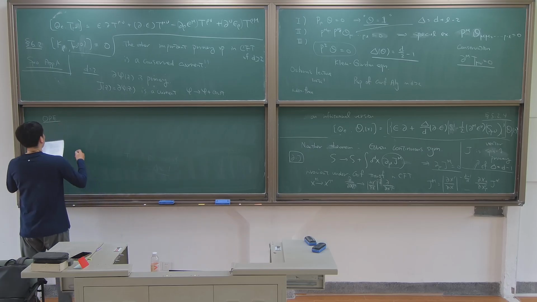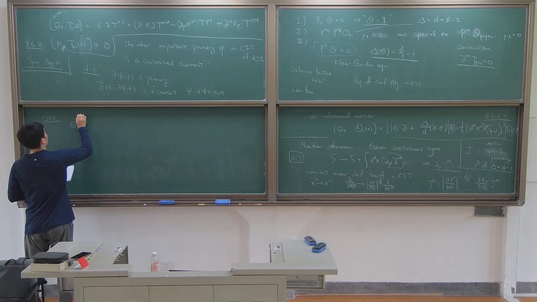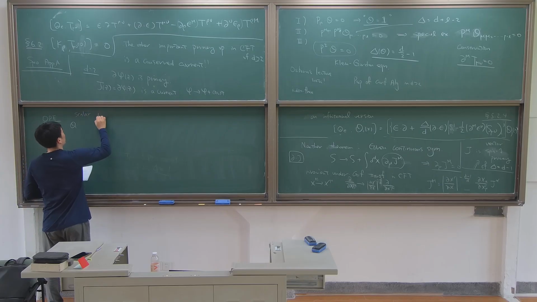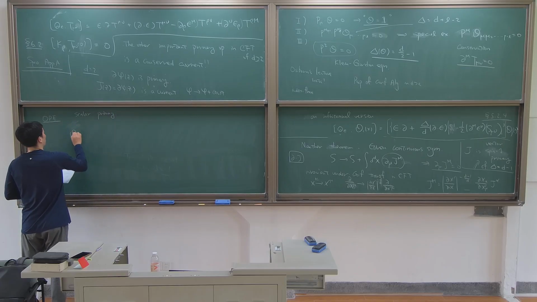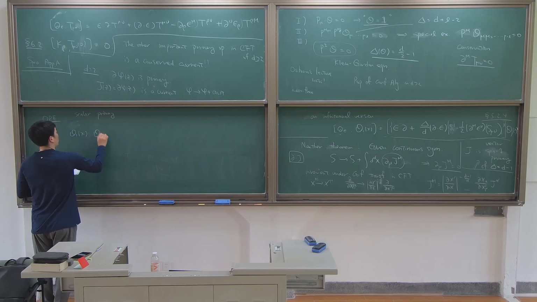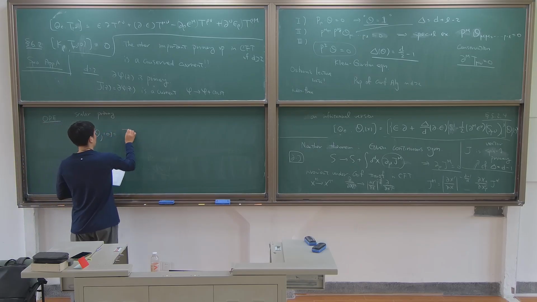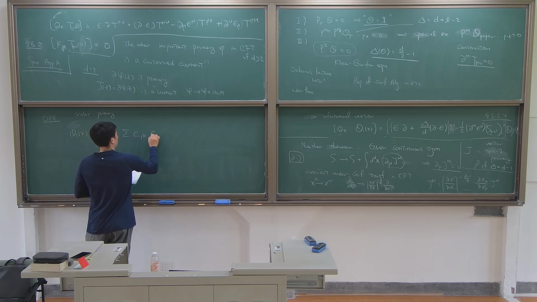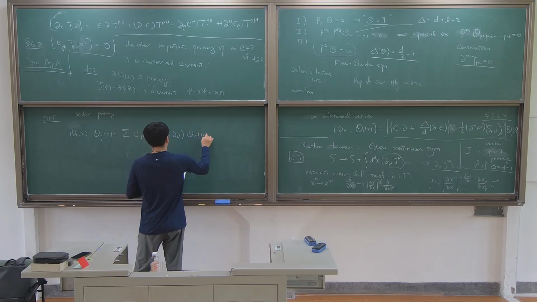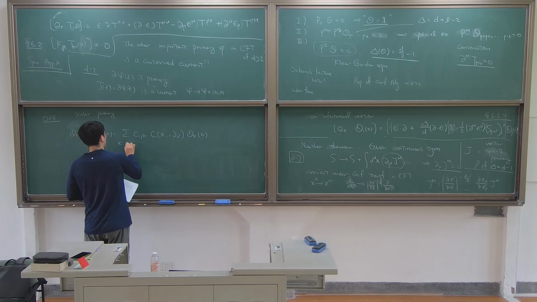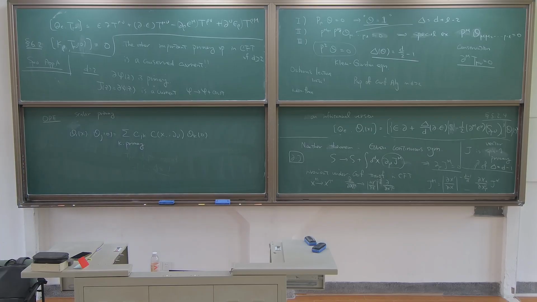Anyway, we essentially consider the OPE of scalar primaries. O_I of x times O_J of 0 gives you a sum over C_ijk and C(x, P mu) acting on O_K of 0, where O_K is a primary.